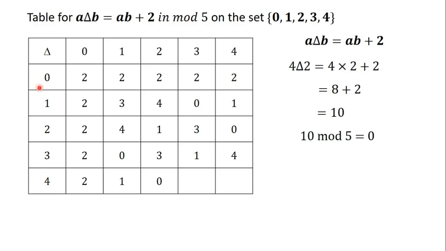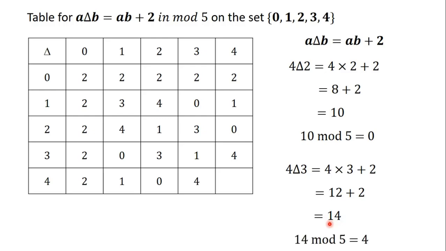The next one is 4 delta 3. 4 delta 3 is equal to 4 times 3 plus 2. 4 times 3 is 12. And 12 plus 2 is 14. 14 mod 5 is 4.